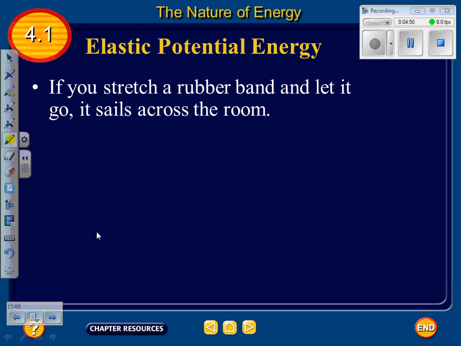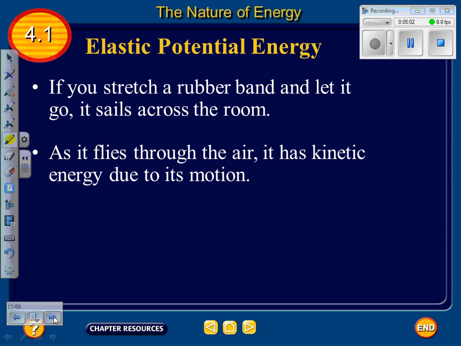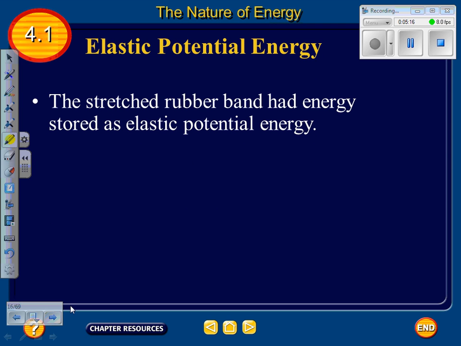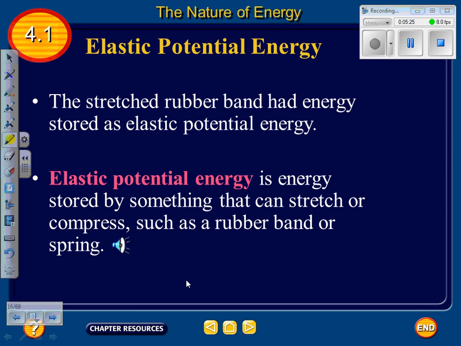Another form of potential energy is elastic potential energy. If you stretch a rubber band and let it go, it sails across the room. As it flies through the air, it has kinetic energy because of its motion. Where did this kinetic energy come from? It came from the elastic potential energy. The stretched rubber band had energy stored as elastic potential energy. Elastic potential energy is energy stored by something that can stretch or compress, such as a rubber band or spring.